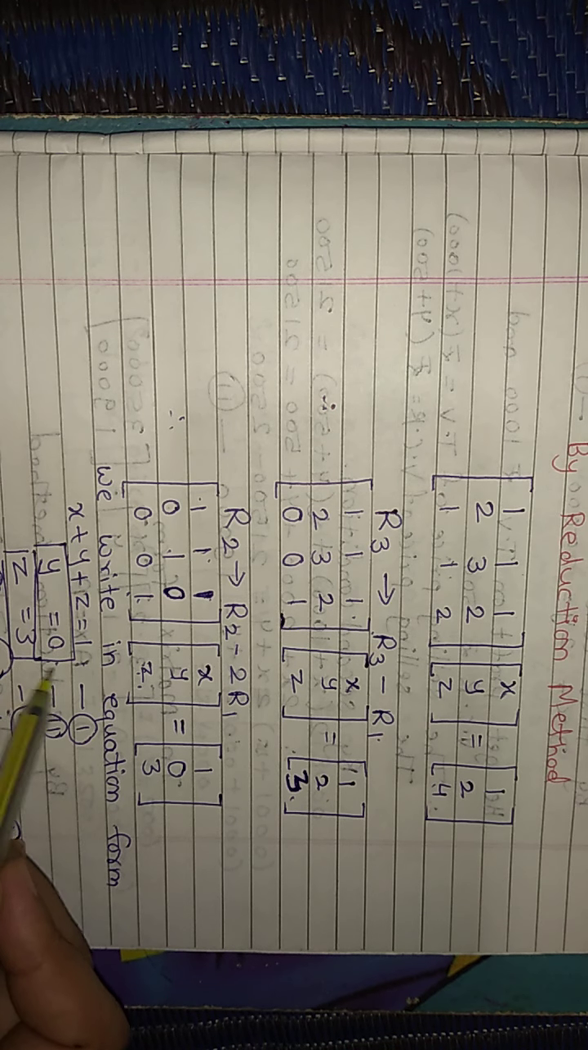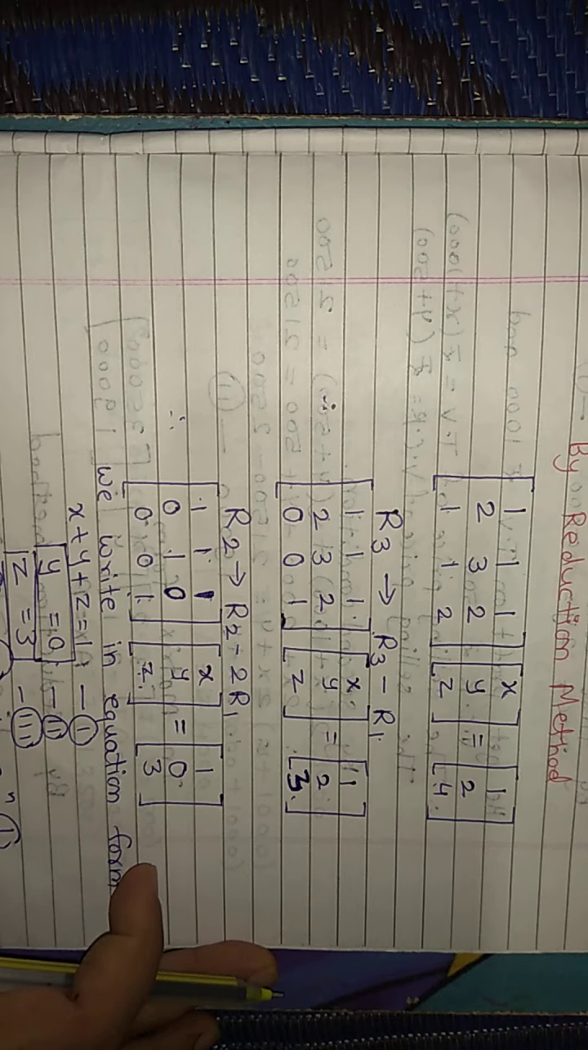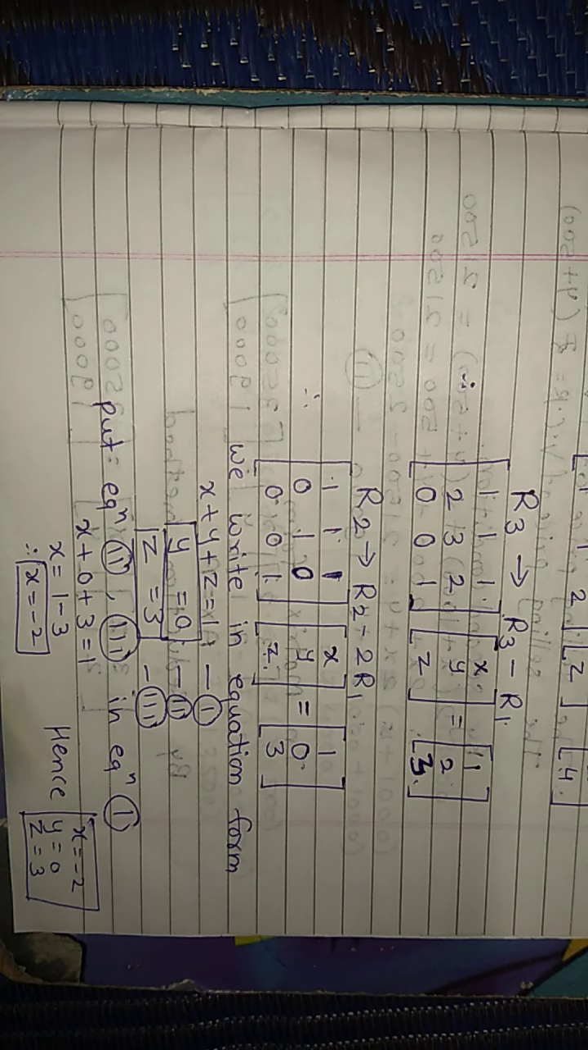Put this value of y and z in equation 1. So we get x plus 0 plus 3 is equal to 1, x is equal to 1 minus 3, x is equal to minus 2. And therefore, x is equal to minus 2, y is equal to 0 and z is equal to 3. This is the last answer.